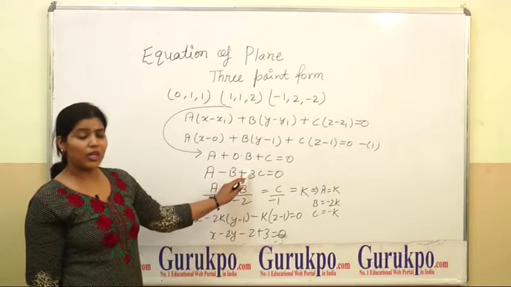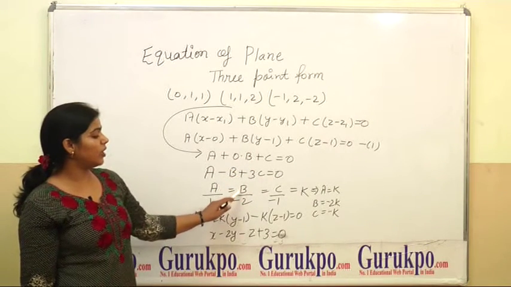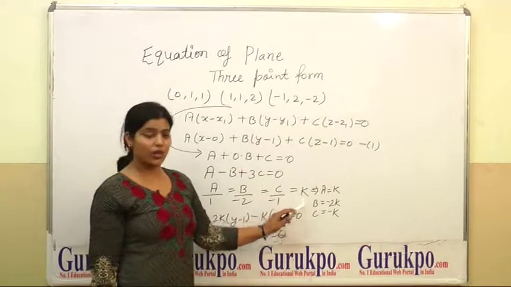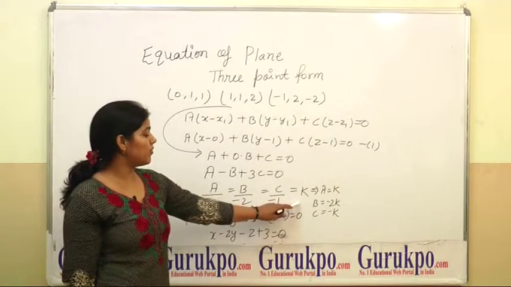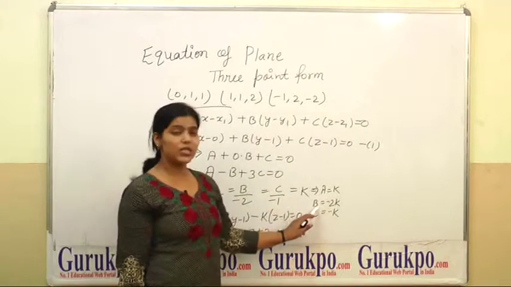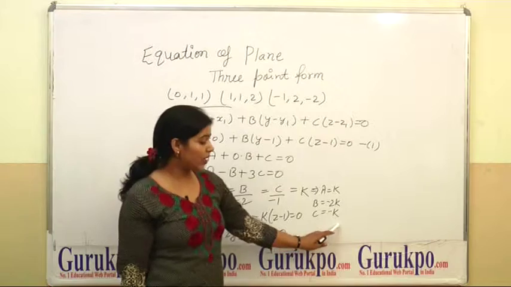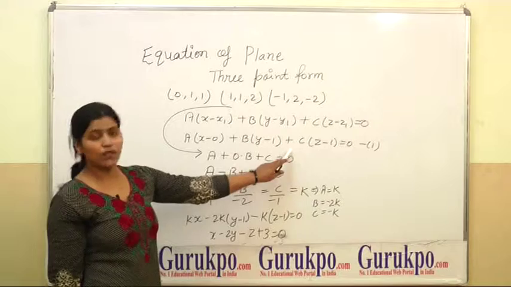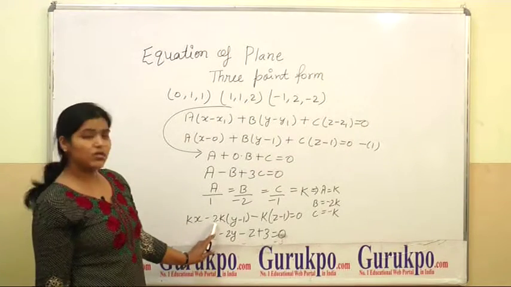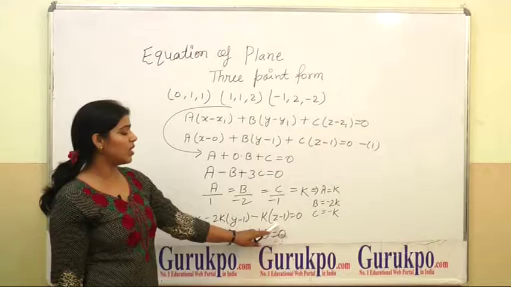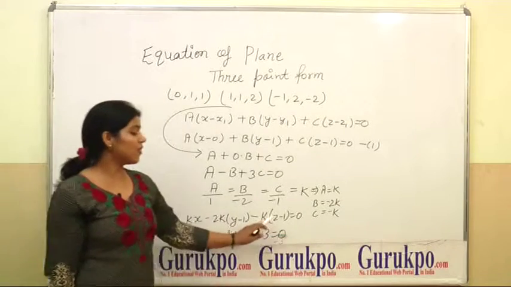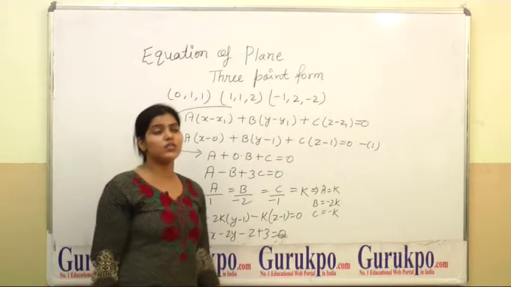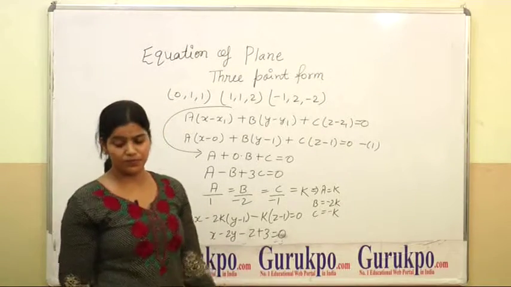Now by cross multiplication we can write a upon 1 is equal to b upon minus 2 is equal to c upon minus 1 is equal to k. Now from the first and fourth proportional we can write a is equal to k, b is equal to minus 2k and c is equal to minus k. Now substitute the values of a, b and c in equation 1. We can write kx minus 2k(y minus 1) minus k(z minus 1) is equal to 0. After solving this equation, we can write x minus 2y minus z plus 3 is equal to 0, which is the required equation of plane.